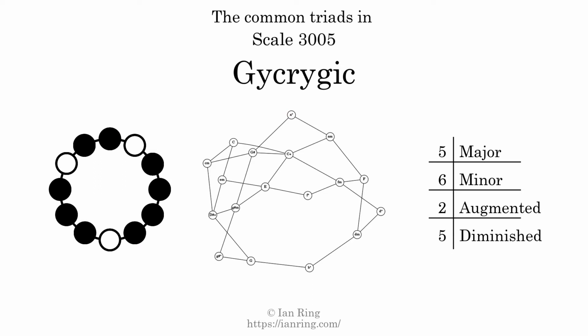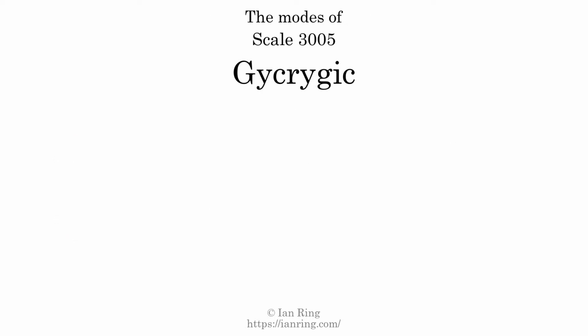Here is a Hamiltonian path of parsimonious voice leading that uses all the triads. This scale has 9 modes. The first mode is itself. The second mode is scale 1775, also known as Gycrygic.